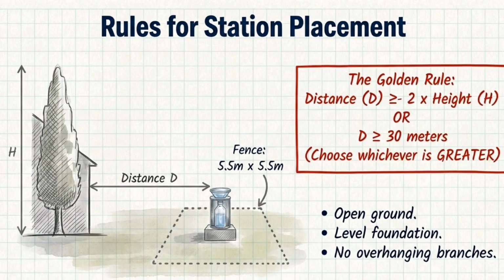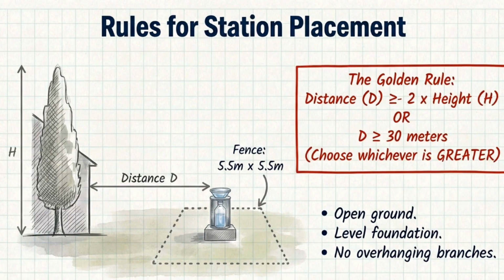When we install a rain gauge, the most important thing is that nothing should block the rainfall. If trees or buildings are too close, they can interfere with the rain reaching the gauge. So engineers follow a simple golden rule. The distance between the rain gauge and any obstacle should be at least twice the height of that obstacle. In simple terms, distance d must be greater than or equal to 2 times the height h.